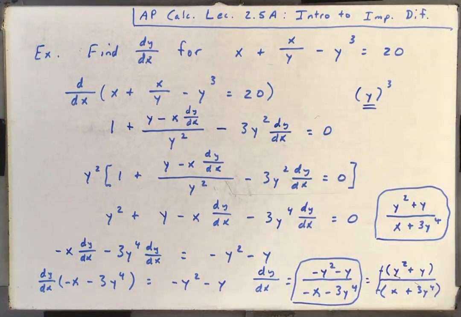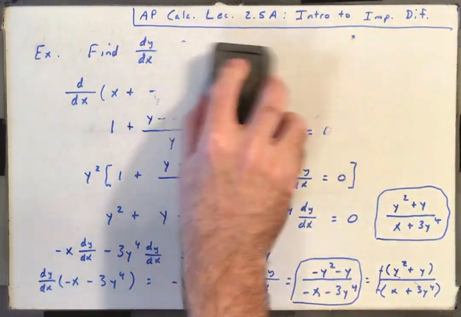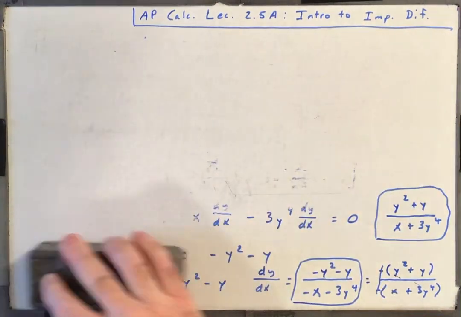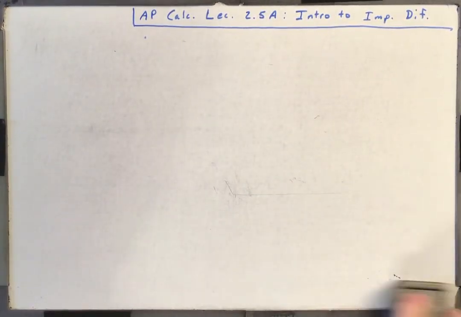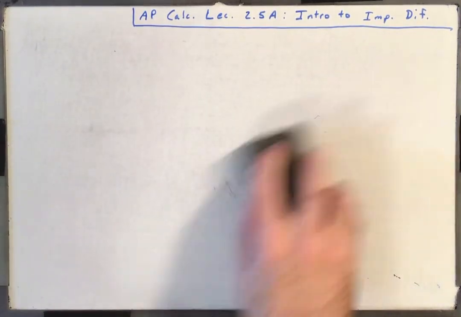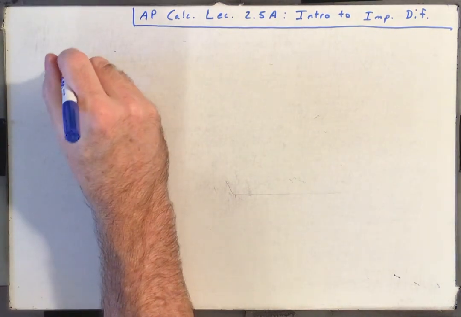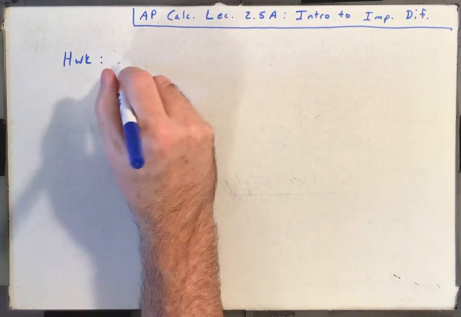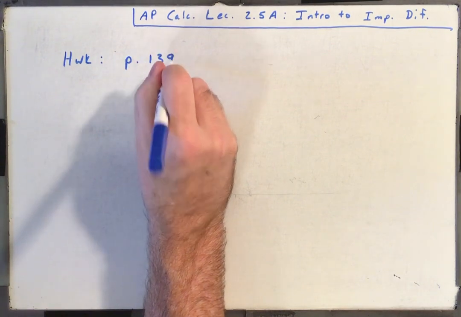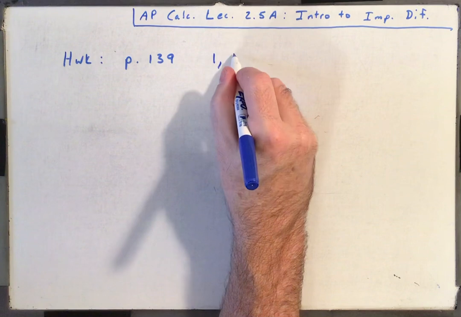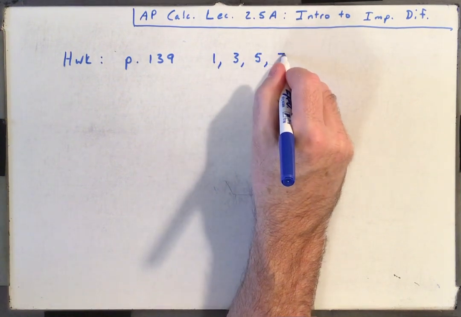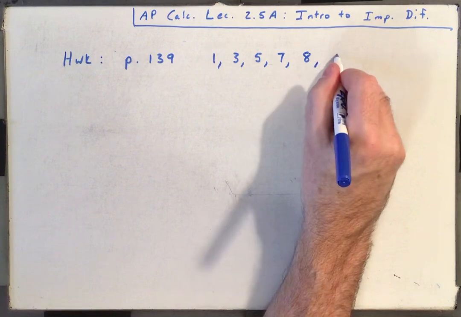Okay, that's enough new material for today. Let's talk about the homework. So the homework is, let's see, what page are we on here? We're on page 139. And I'd like you to do 1, 3, 5, 7, 8, and 9.